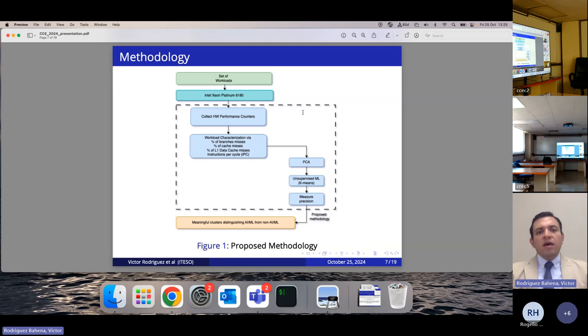The methodology that we followed in this experiment was: we have a set of workloads, and we don't have the source code for them. We run them on top of an Intel Xeon Platinum 8180, which is an Ice Lake system. We collect the hardware performance counters, then we characterize the workloads with specific counters, not all the hundreds of them. Then we apply principal component analysis to reduce the dimensions from four to only two, and then use unsupervised machine learning, in this case k-means, to make clusters. And then we measure the precision that we have.